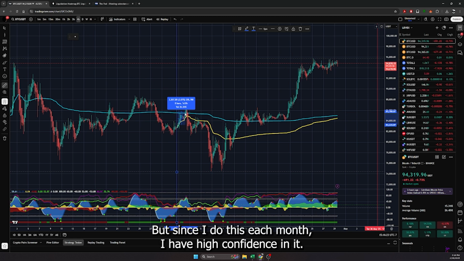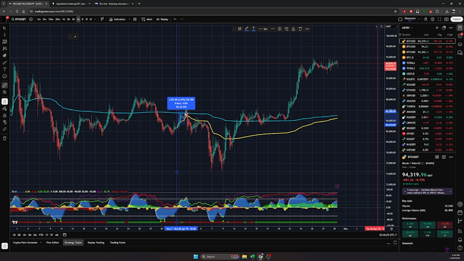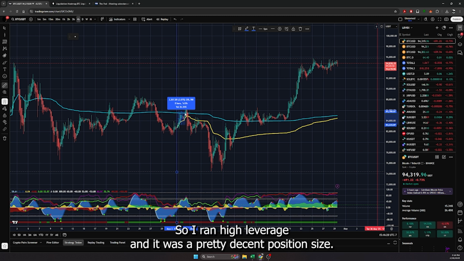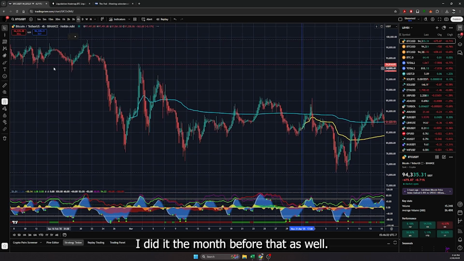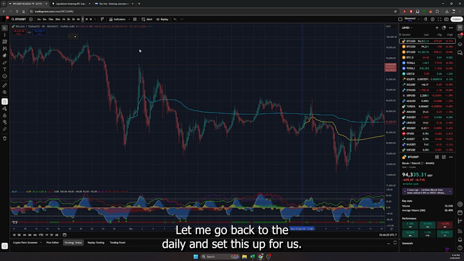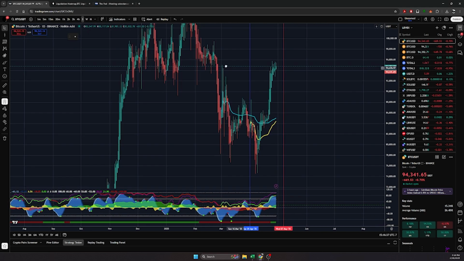But since I do this each month, I have high confidence in it. So I ran high leverage. It was a pretty decent position size. But then let's do it again. I did it the month before that as well. Let me go back to the daily and set this up for us.